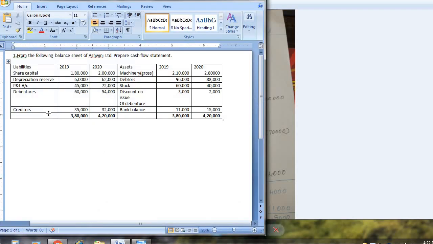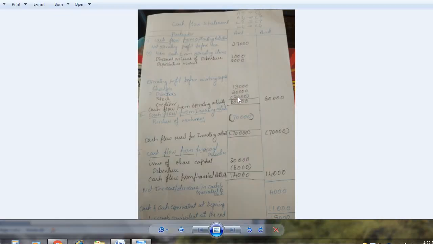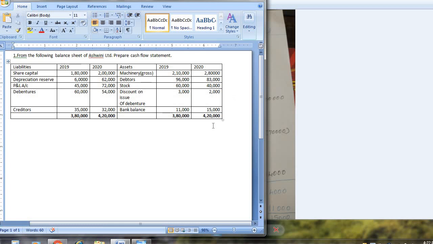After that, creditor. Creditor is a current liability. If any liability decreases, cash will decrease. So 35,000 to 32,000. That means it has decreased, by how much? 3,000. So I have taken it in brackets. Next, check all the items. You have taken all the items, and there is an increase of 4,000 in the bank balance. For that only we are doing all these things.